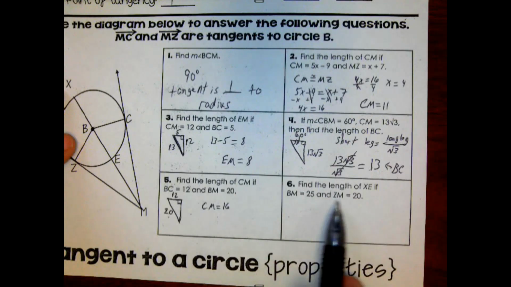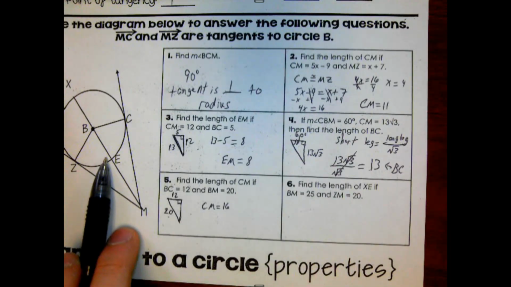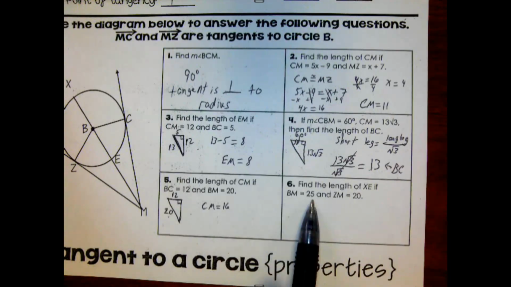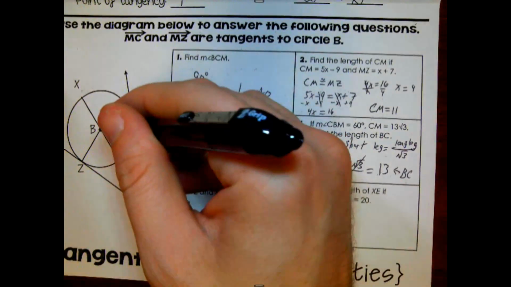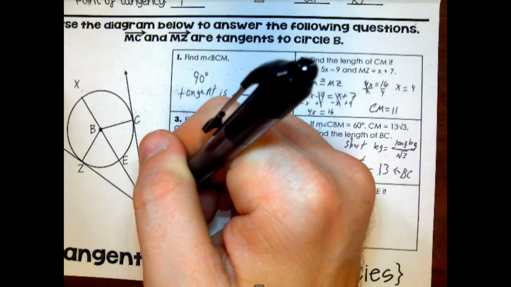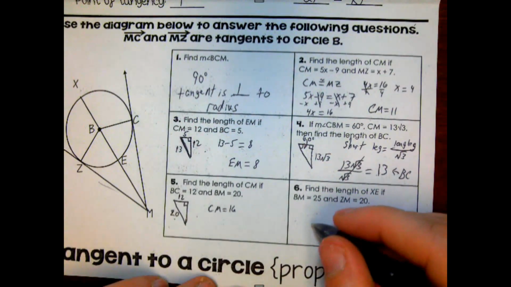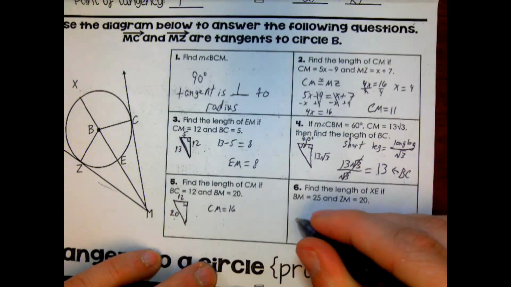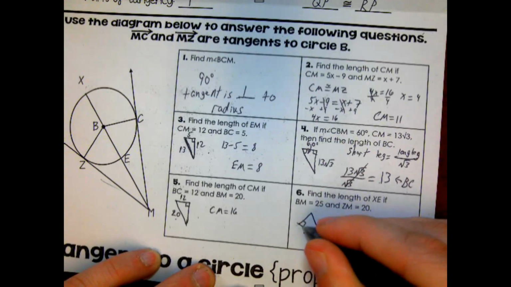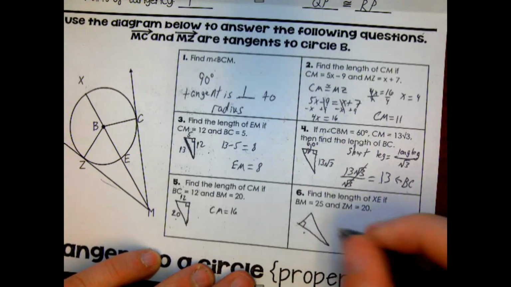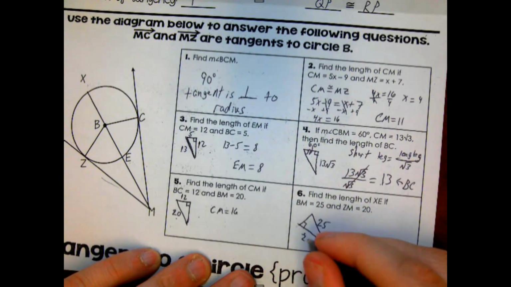Find the length of XE. That's the diameter of the circle. If BM equals 25 and ZM equals 20. So if this is 25 and this is 20. Okay, so first of all, let's draw that right triangle. Okay, so here's my right angle here. And it says BM is 25 and ZM, which is over here, is 20.